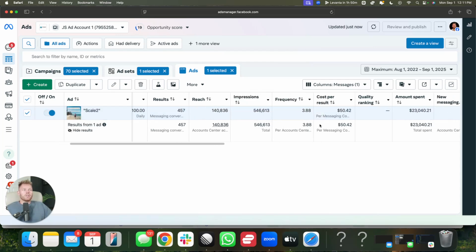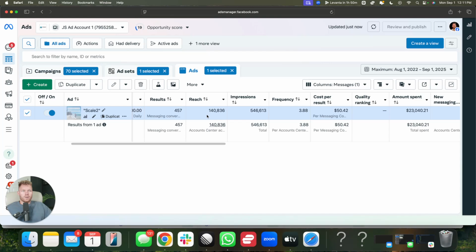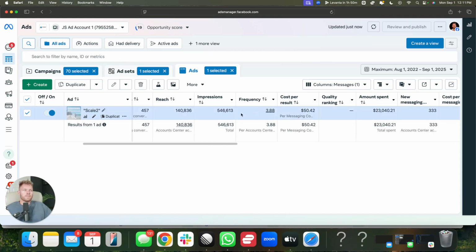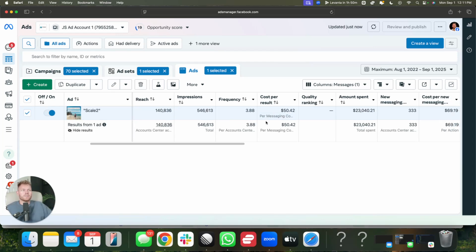So when I'm looking at this, I don't really look at results. I don't really look at reach. I don't look at impressions. I do look at frequency. This was a middle of funnel ad, so we were just retargeting people. So you can see 3.88, it's definitely getting up there. Anything over 2 is getting up there, but for middle of funnel, you can kind of push that a little bit more as long as it's bringing in results.